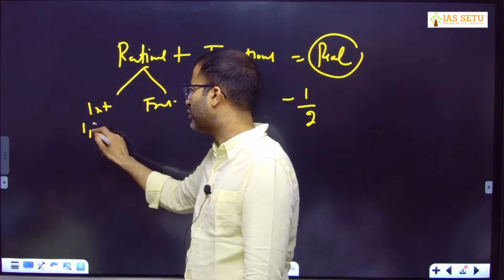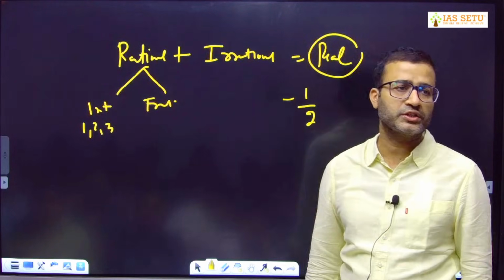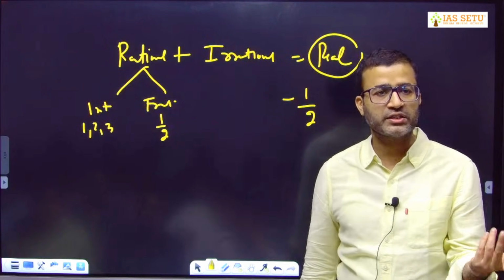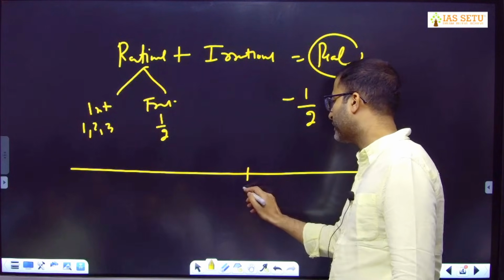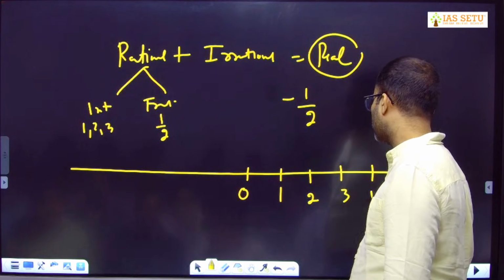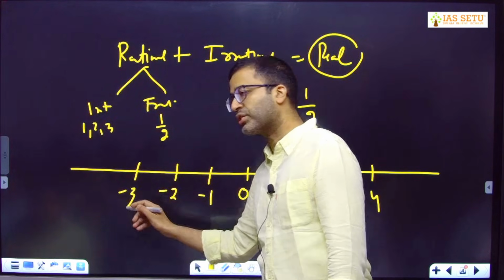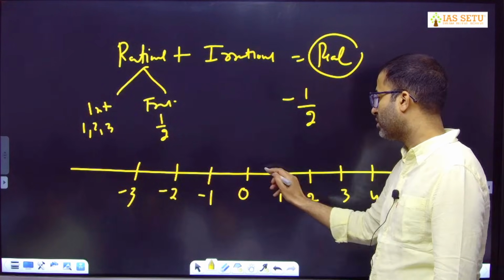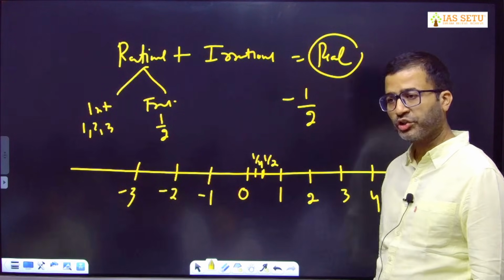Integers 1, 2, 3, okay, agreed. We know how to represent these on the number line. Fractions like 1 by 2. 1 by 2 means half. Yes, we know how to represent half on the number line. This is your number line. It is 0, this is 1, this is 2, this is 3, this is 4, this is -1, -2, -3. So you can represent integers. Fraction, what is half? Here this is 1 by 2, this is quarter 1 by 4, 3 by 4.